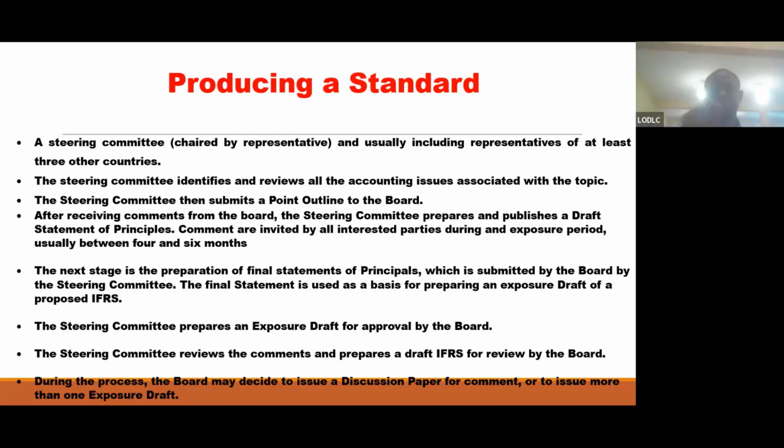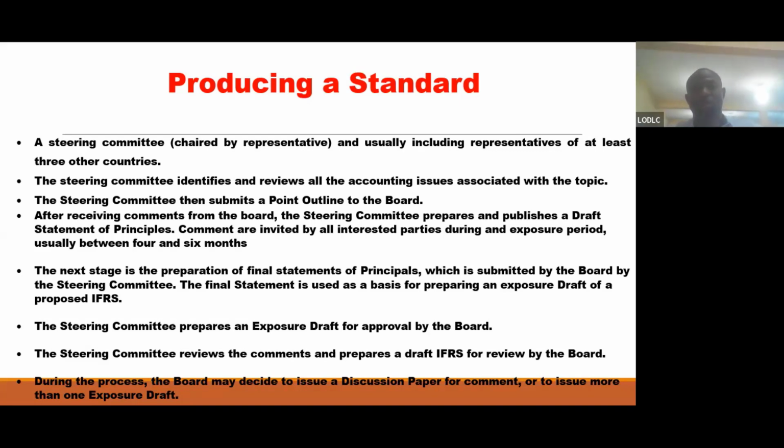So once a topic has been chosen, do you understand? Once a topic has been chosen, they have to what? They have to look at all the accounting issues that relate to that particular topic. So the steering committee then submits a point outline to the board. Once you have done that, they will now submit a point outline to the board.